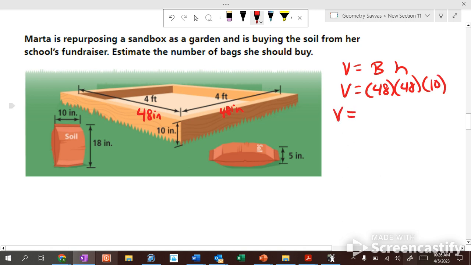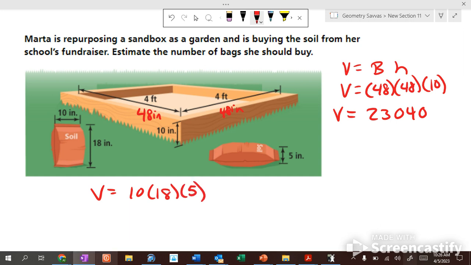What be my big number? 23,040. Okay, that's my volume. So I got to figure out the volume of each sack of soil. Even though the bags aren't perfect rectangular prisms, I'm going to treat them like a rectangular prism. So the volume of a bag of soil is 10 by 18 by 5.